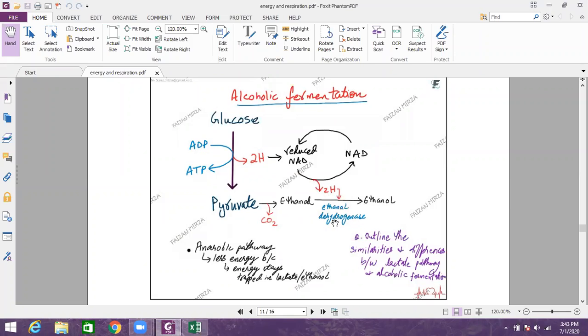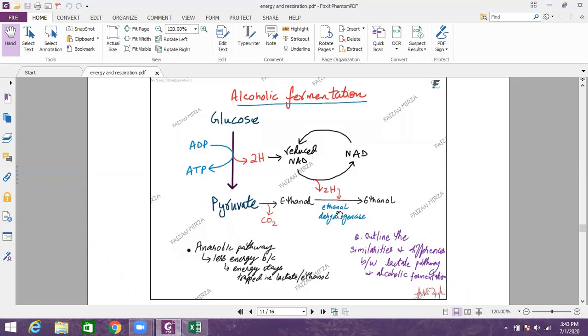And the enzyme ethanol dehydrogenase is used up in this process. So what do we see? We see that again the enzyme ethanol dehydrogenase is the enzyme that can carry on the reversible reaction, the interconversion of ethanal to ethanol or ethanol to ethanal, depending on whether hydrogens are added or removed. Again, this is the same enzyme.